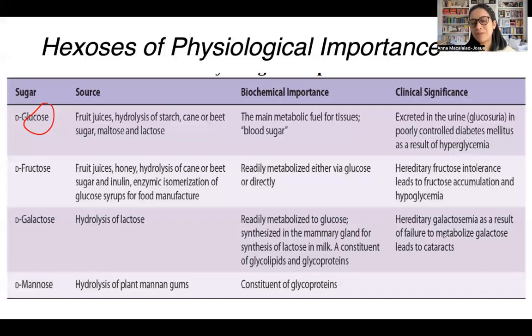And if you have problems with galactose metabolism, you can have hereditary galactosemia as a failure to break down galactose, and this can lead to cataracts. And lastly, another epimer of glucose is your mannose, and it usually comes from the hydrolysis of plant mannan gums. It's primarily a constituent of glycoproteins.